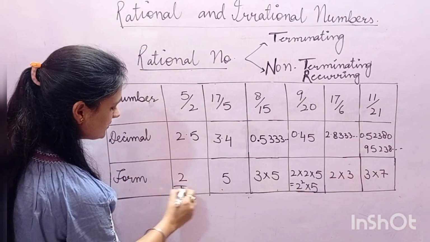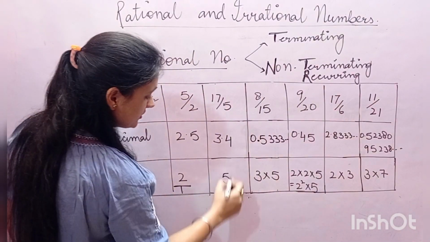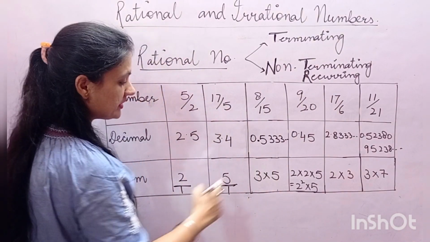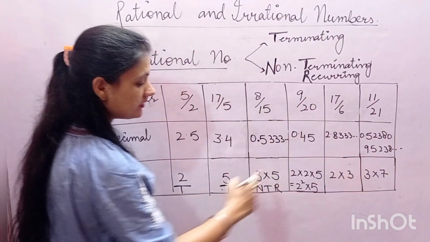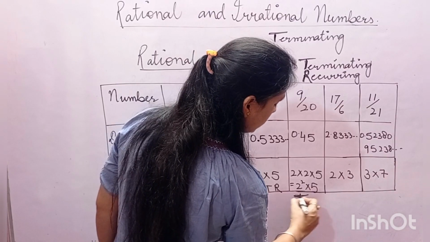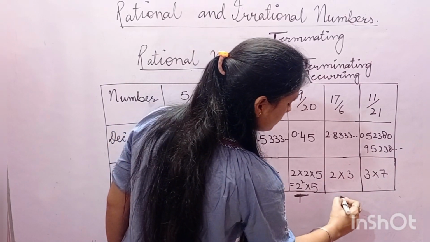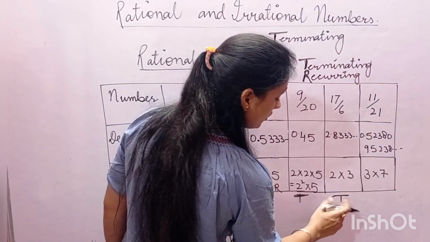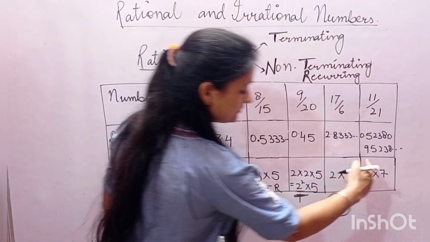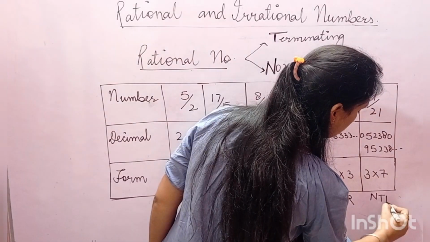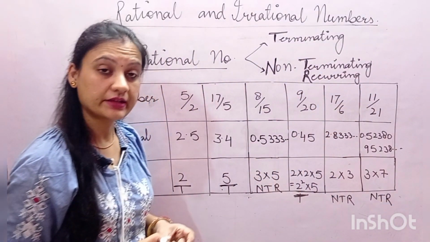Okay, so this is T, that is terminating. This number is also T, terminating. This is non-terminating but recurring number. This is also a terminating number. This is also a terminating number. Non-terminating and recurring number. This is also NTR, means non-terminating recurring number.